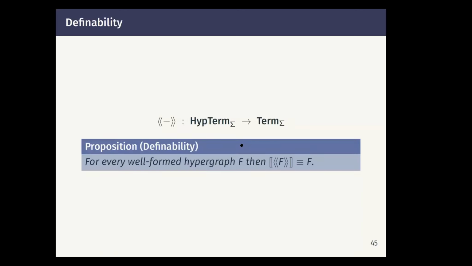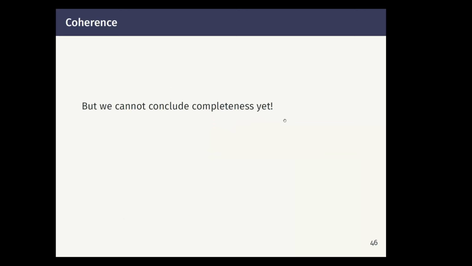So the definability proposition is that if we have this functor which turns hypergraphs into terms, then if we go back into hypergraphs again afterwards, we get the same hypergraph. And hopefully you think, yeah, that should be right. But that's not all of completeness.